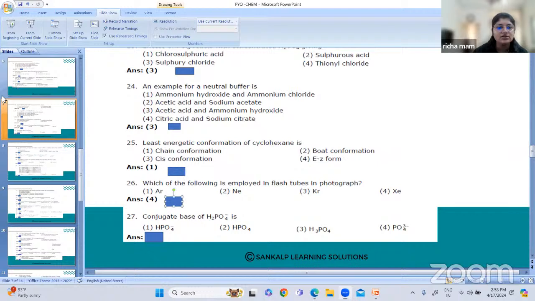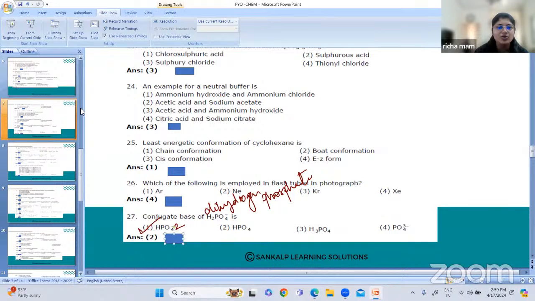It is a polyatomic ion. So this is dihydrogen phosphate. The name is dihydrogen phosphate. So what is its conjugate base? Yes. So the conjugate base of H2PO4 minus is HPO4 minus 2. So it is HPO4 minus 2.